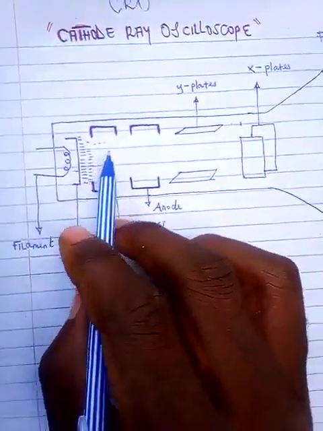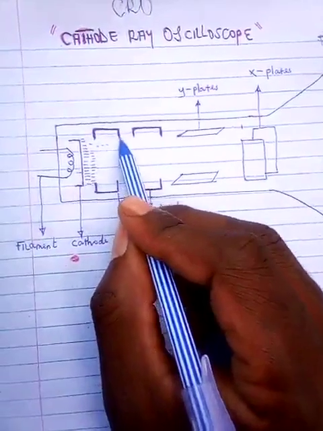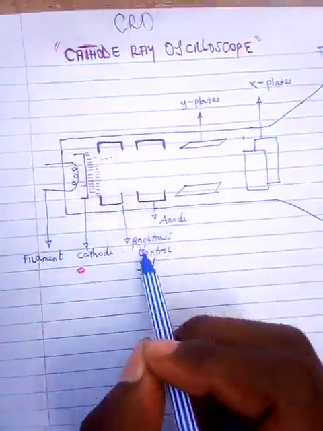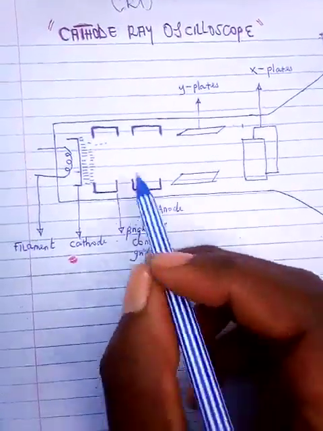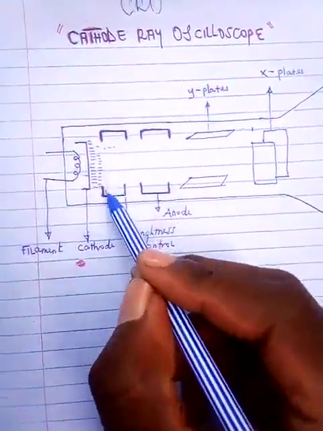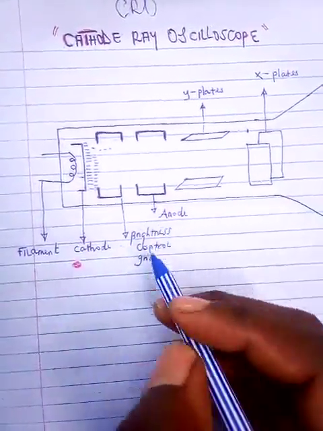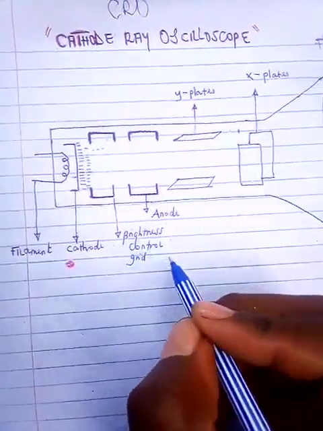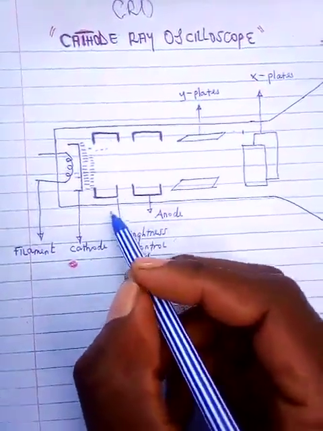So once they are released here, we're going to see that they are going to enter into this domain, into this structure here, which we are calling the brightness control grid. Okay, they're going to enter into this metallic structure, which we are simply referring to as the brightness control grid.